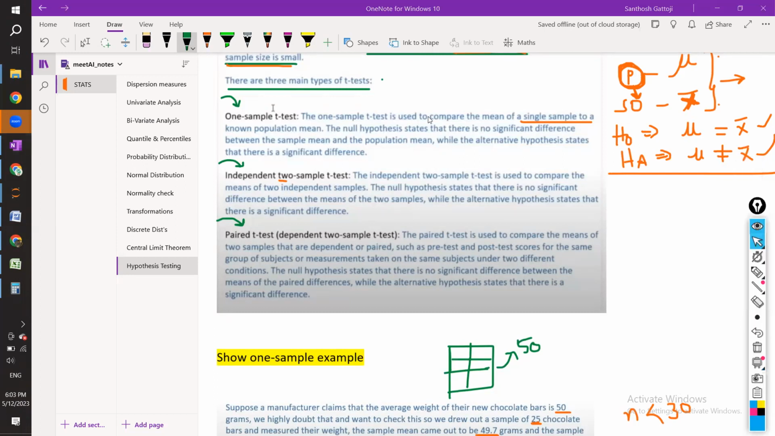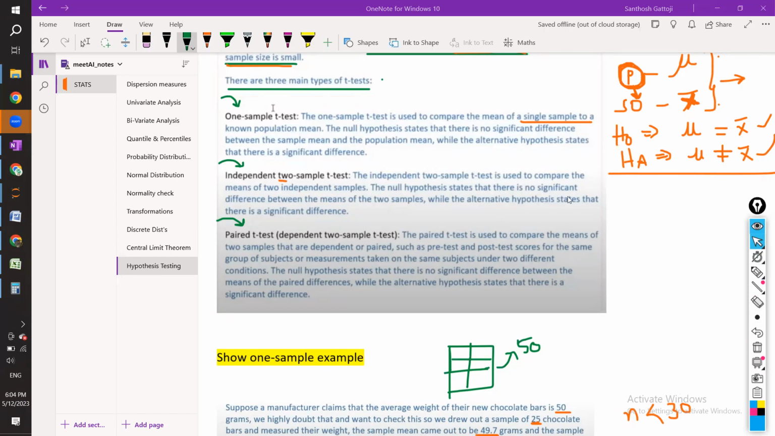Even in 1 sample or 2 sample or paired t-test, any test, normally null will assume that nothing interesting is happening, there is no change, there is no relationship, there is no correlation, etc. It will be in some of these scenarios.